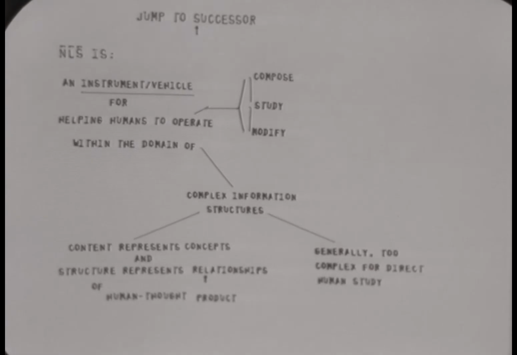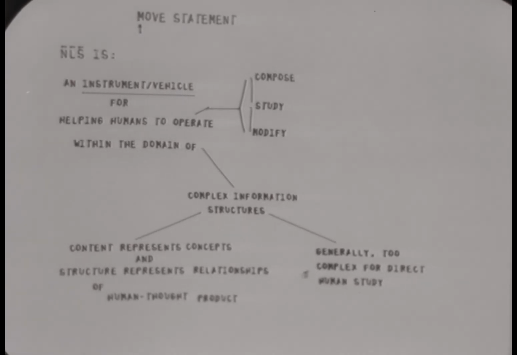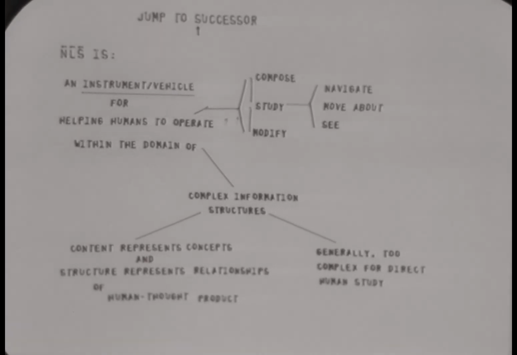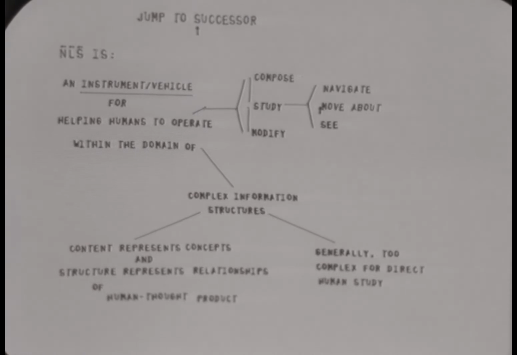So inside the computer we can represent that quite well. In fact, we can represent information structures in a computer that would generally be far too complex for you to study directly. But NLS serves as a tool to roam over that, navigate through a complex structure, be able to find your way, move about it rapidly, and be able to see what you want to see at any given point. That's how we think of NLS as a tool.